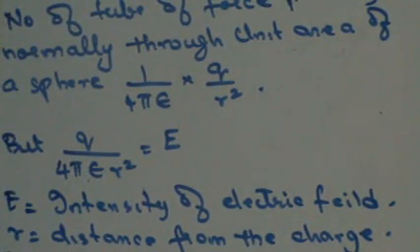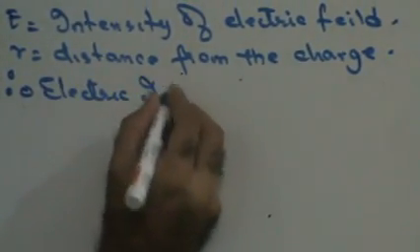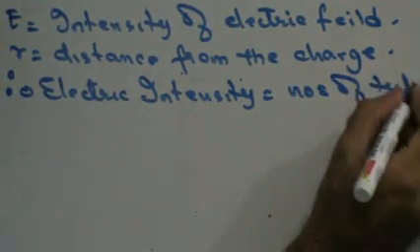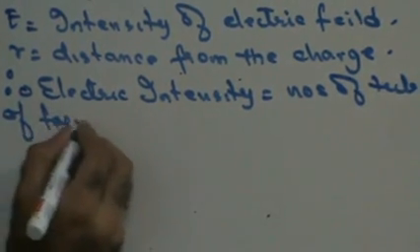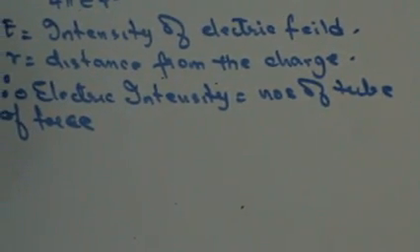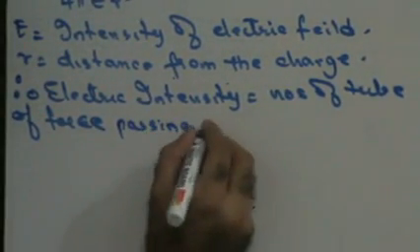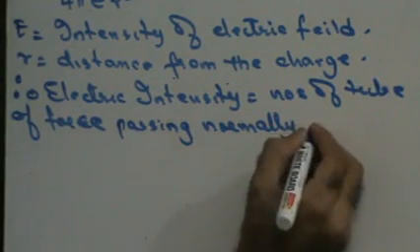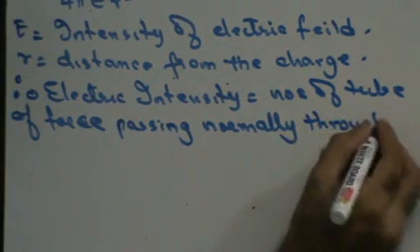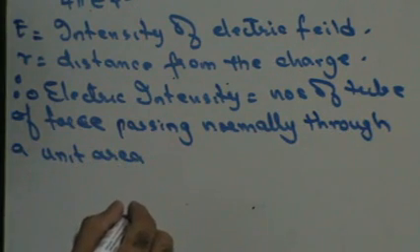Therefore I can say that electric intensity is equal to the number of tubes of force passing normally through unit area drawn around the point.